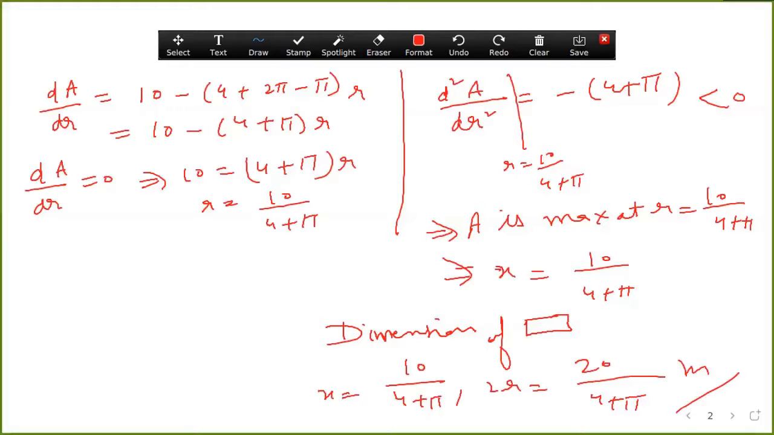Now come to question number 12. Read the statement of question number 12. A point on the hypotenuse of the triangle is at distance a and b from the sides of the triangle. Show that the minimum length of the hypotenuse is this one. Okay. First of all, draw the right angle triangle.